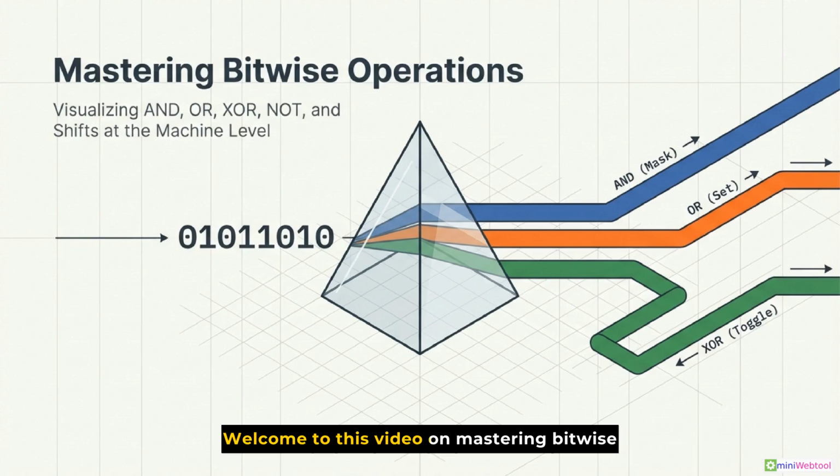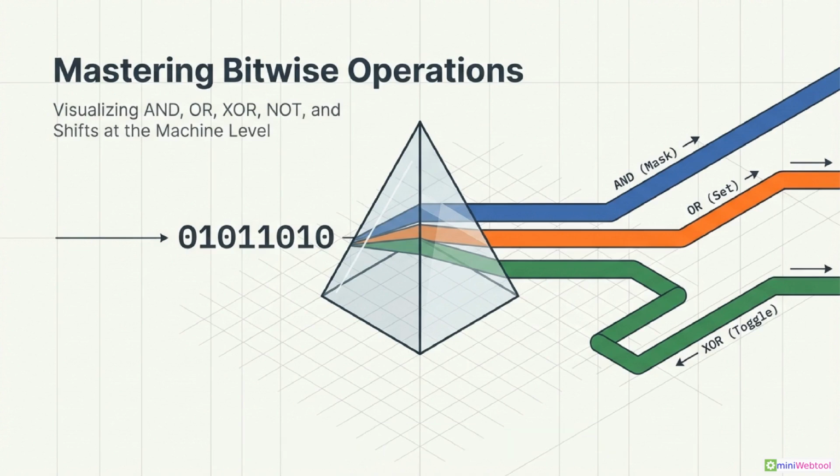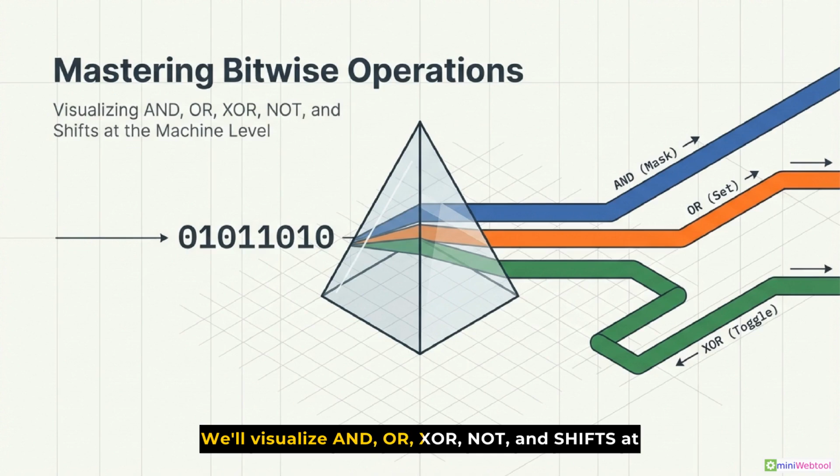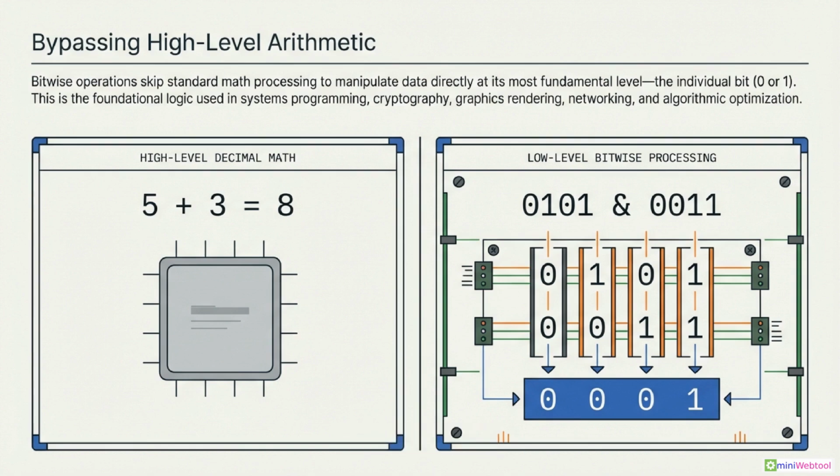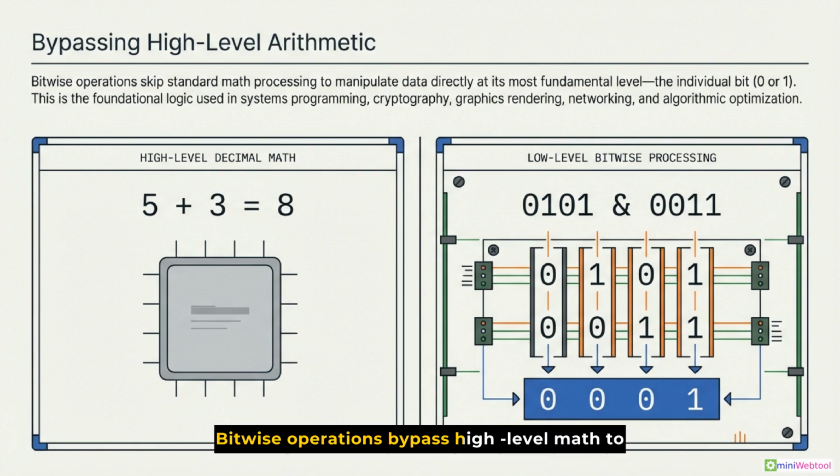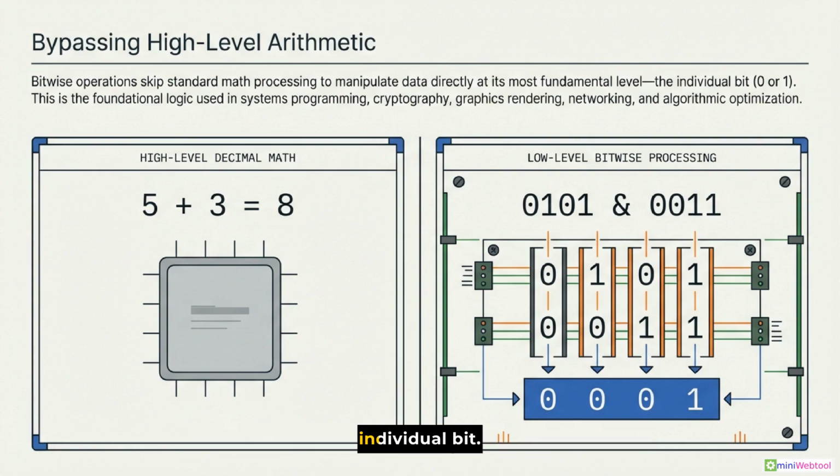Welcome to this video on mastering bitwise operations. We'll visualize AND, OR, XOR, NOT, and shifts at the machine level to understand how they manipulate data. Bitwise operations bypass high-level math to manipulate data at its most fundamental level, the individual bit.